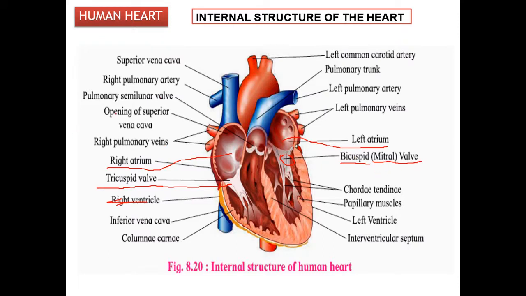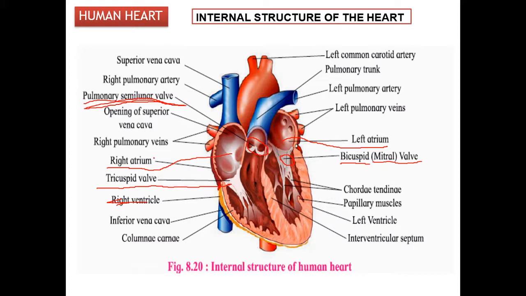The pulmonary veins and pulmonary arteries are guarded by a wall known as the semilunar wall, the pulmonary semilunar wall. Here you can see these walls are known as the pulmonary semilunar wall, or semilunar wall. So these are the walls which are present internally in the heart.